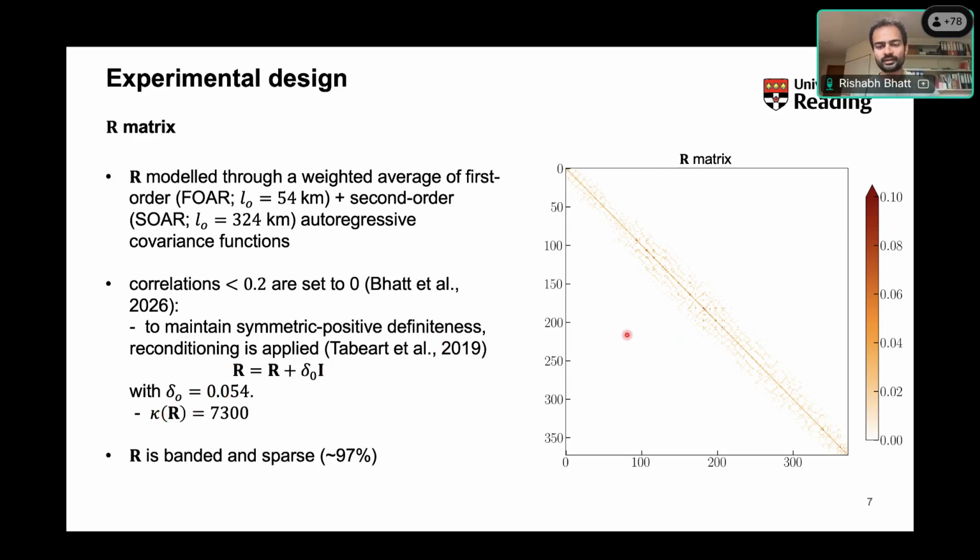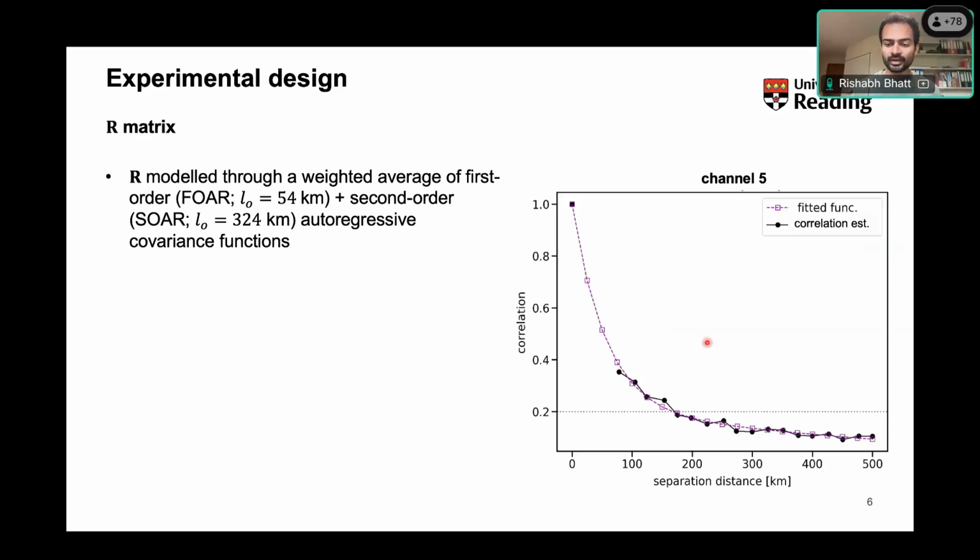You also see R has a nice banded structure. By banded, I mean the error covariance values are only non-zero along the diagonal, and as you go far away, you have only zero entries. It's also sparse, meaning you have very few non-zero entries, around 97% sparse. And the color scheme indicates the covariance values, which also depend on the assigned standard deviations here.